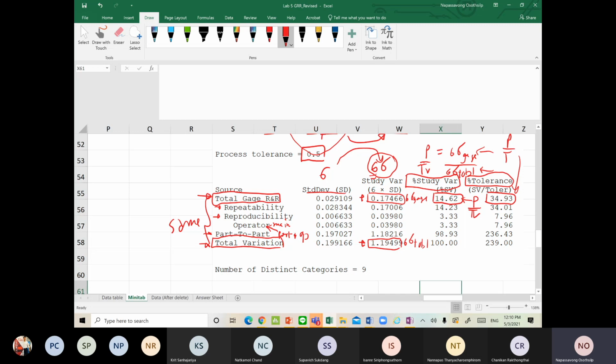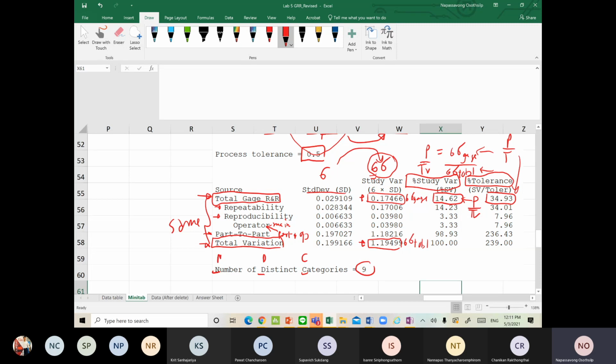Okay, that's correct. And if you use the criteria of 30%, what will be your conclusion? It will be accept. Yeah, it will be acceptable because 14, right? Yes, good. P to TV 14 now is less than your criteria of 30%. Okay, good. And the last thing that you need to do is some people take a look at this number. It's called NDC. Okay, number of distinct category.